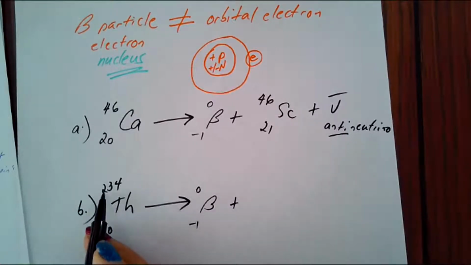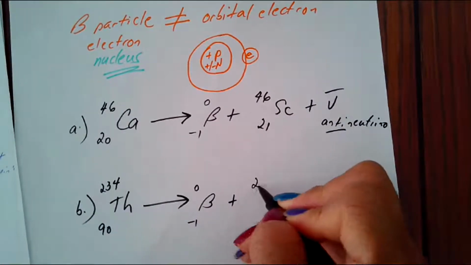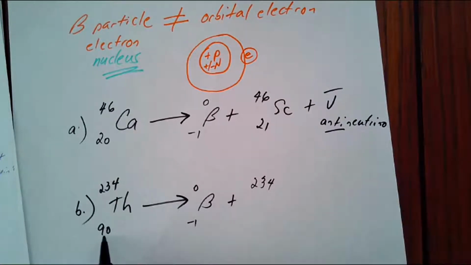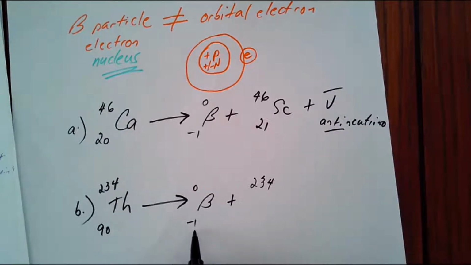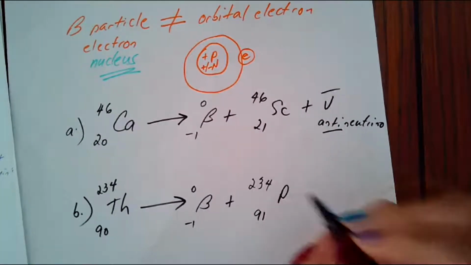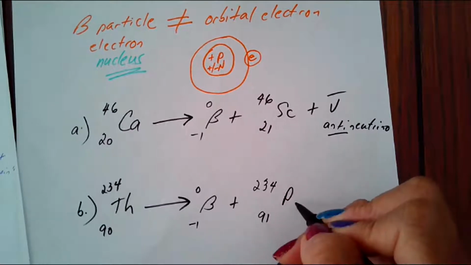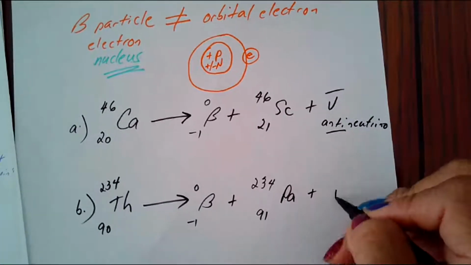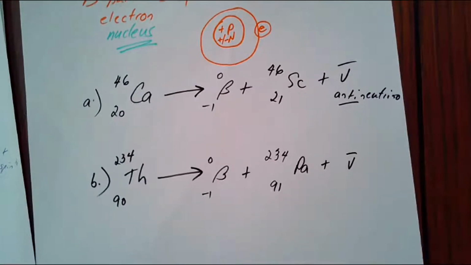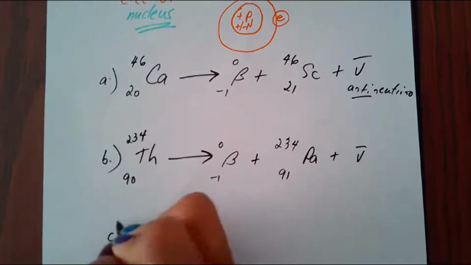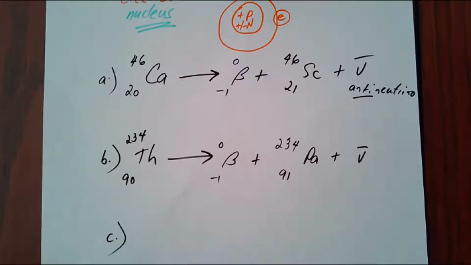So you have 234 take away 0, still 234. 90 take away negative 1, so 90 plus 1. This is now 91, and you get protactinium. Protactinium and an emission of an antineutrino. Okay, let's do one more example of a beta negative decay.